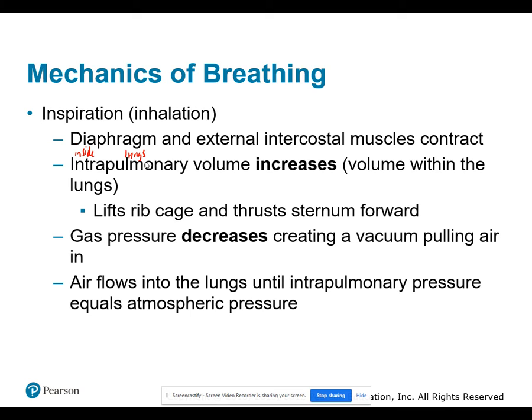flattens out. Now remember what I said, volume and pressure are inversely proportional. So if volume increases, pressure decreases. This creates a vacuum effect, and remember, everything always wants to go from high to low. So if it's high pressure outside and low pressure inside, it pulls air into the lungs. So air flows into the lungs until the pressure is equalized with your atmospheric pressure.